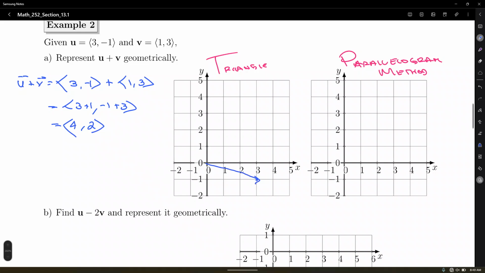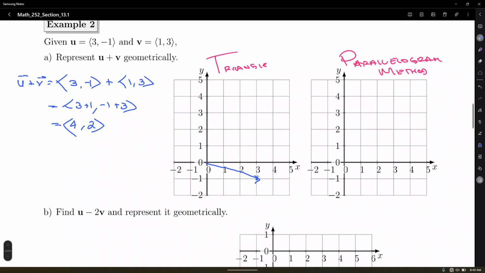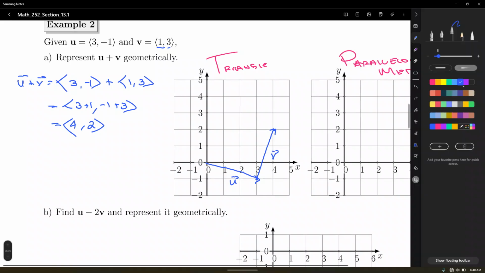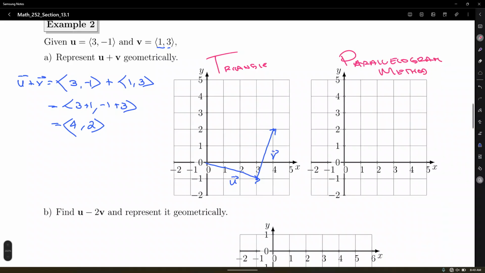Now, in the case of the triangle method, to add the second vector, or subtract depending on the operation, in this case it's addition, I'm not going to start at the origin in standard position. Here I'm going to start at the head of the first vector, and from there I'm going to move 1 unit in the x direction and 3 units in the y direction, like this: 1, 1, 2, 3. So that's going to be our terminal point, and I get this vector. This is our vector u, and this is our vector v.